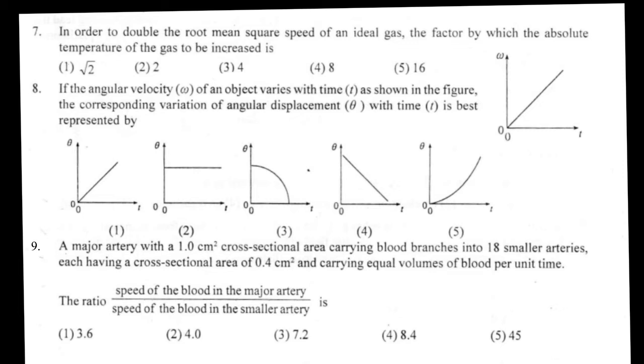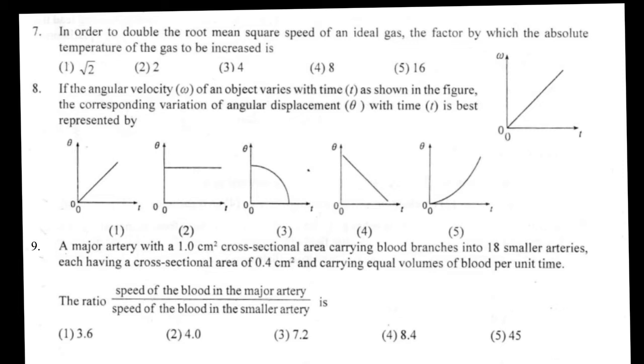A major artery is carrying blood and that blood enters into 18 small arteries, and cross-sectional areas are given of those arteries, and it says they carry equal volume of blood per unit time. Volume of blood per unit time is given by AV. A is cross-sectional area, V is speed of the blood in a tube.